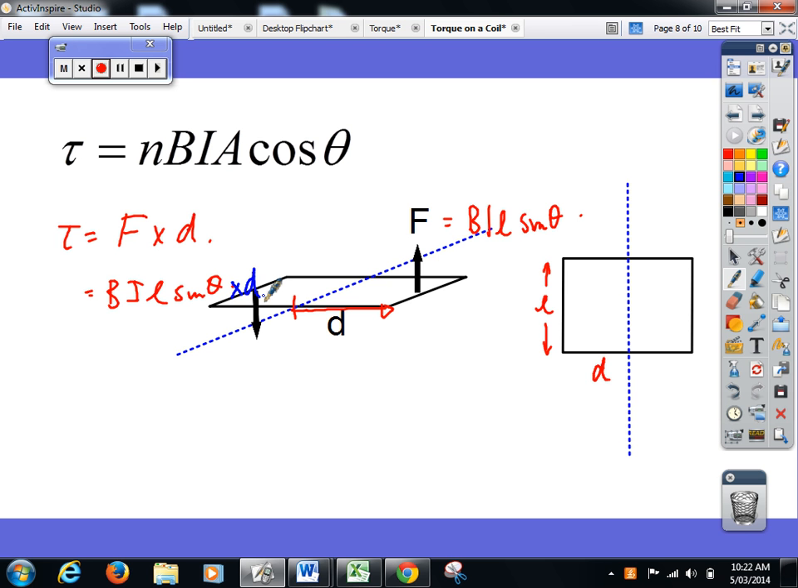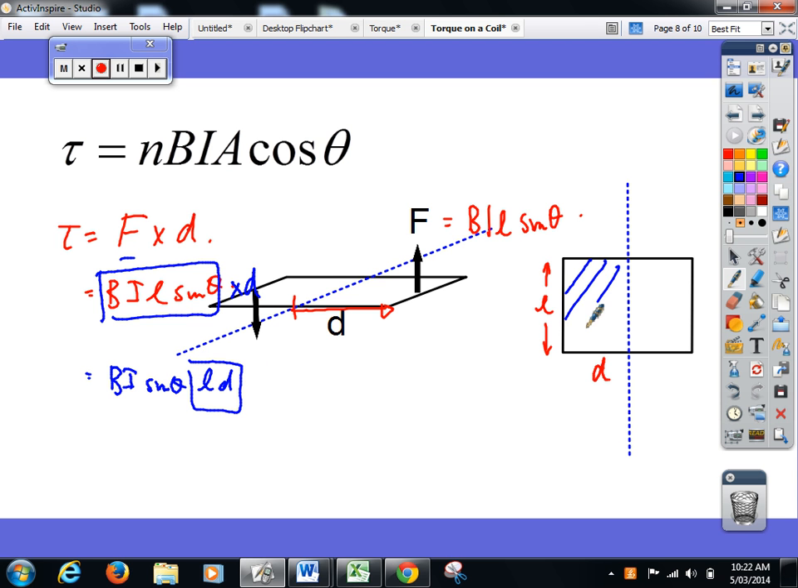Times D, because that's F times D. Now, BIL sine theta times D, when L multiplies by D, it's the area of this half of the rectangle. Are we okay with that? So far, okay with that? Now, is there one force, one torque on this coil, or is there two? Two. So it would be another torque going up the other side here, and they'll be adding together.